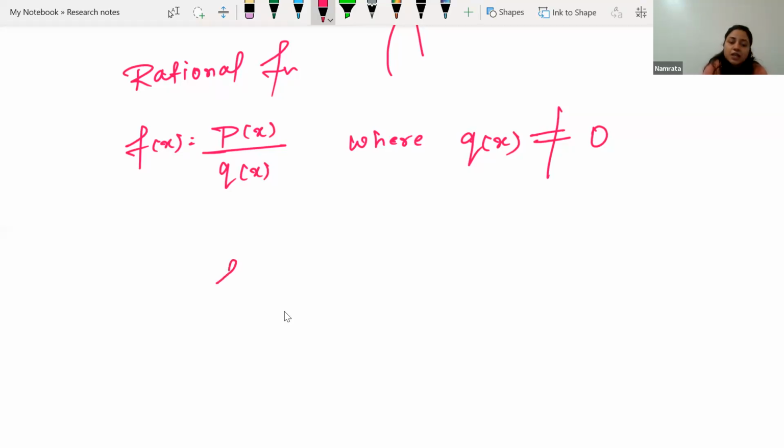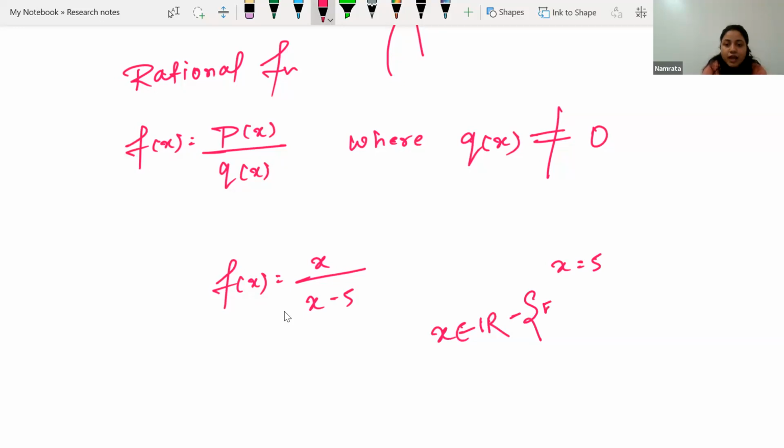If I take one example, f of x is equal to x by x minus 5. Here you can see the denominator will be 0 at x equals to 5. So this function is continuous for all x belongs to R minus 5. The x value 5 is not acceptable, because it makes our denominator 0 and the function will not be defined at that point. So we have to exclude that point.